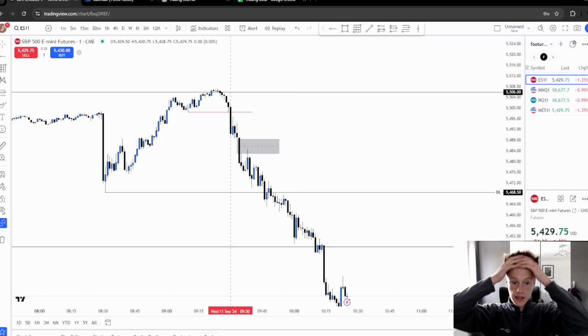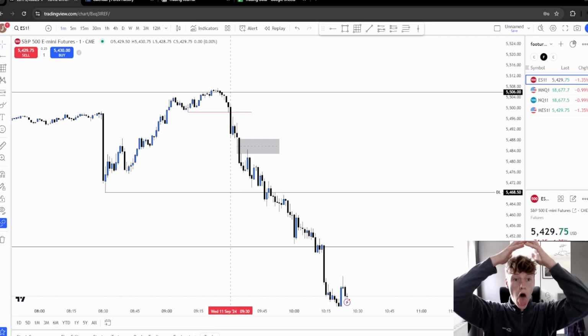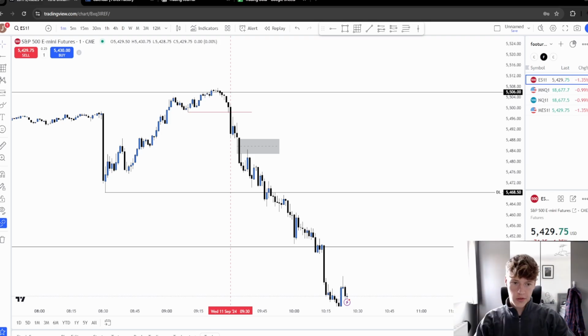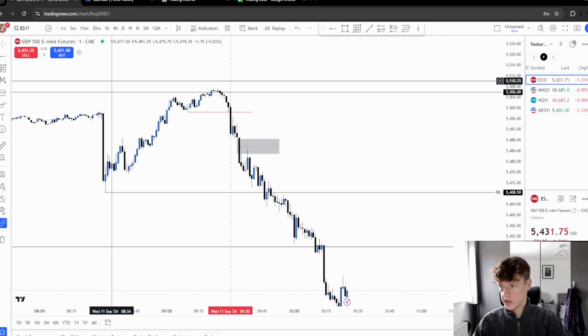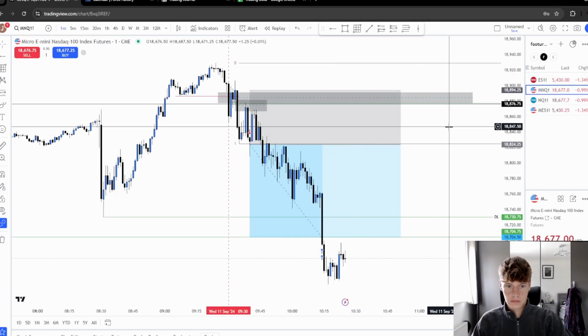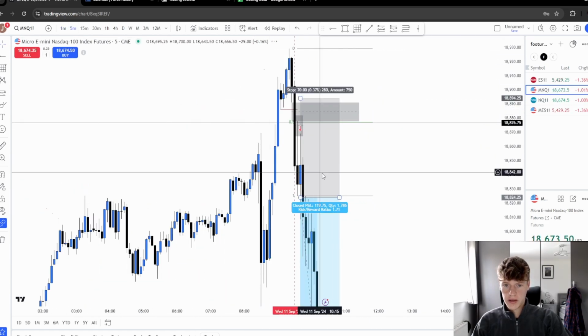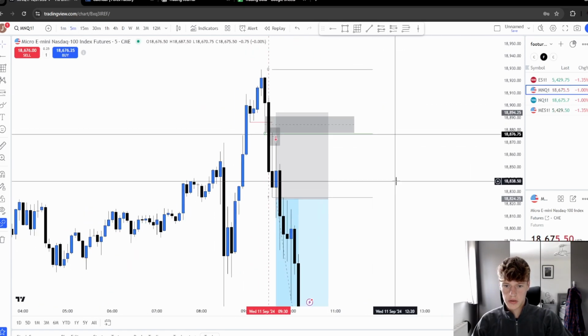I took NQ as the lagging index because ES was already dropping and NQ was not. So we had that 5-minute breaker structure, and then I was waiting for a 5-minute up candle close.